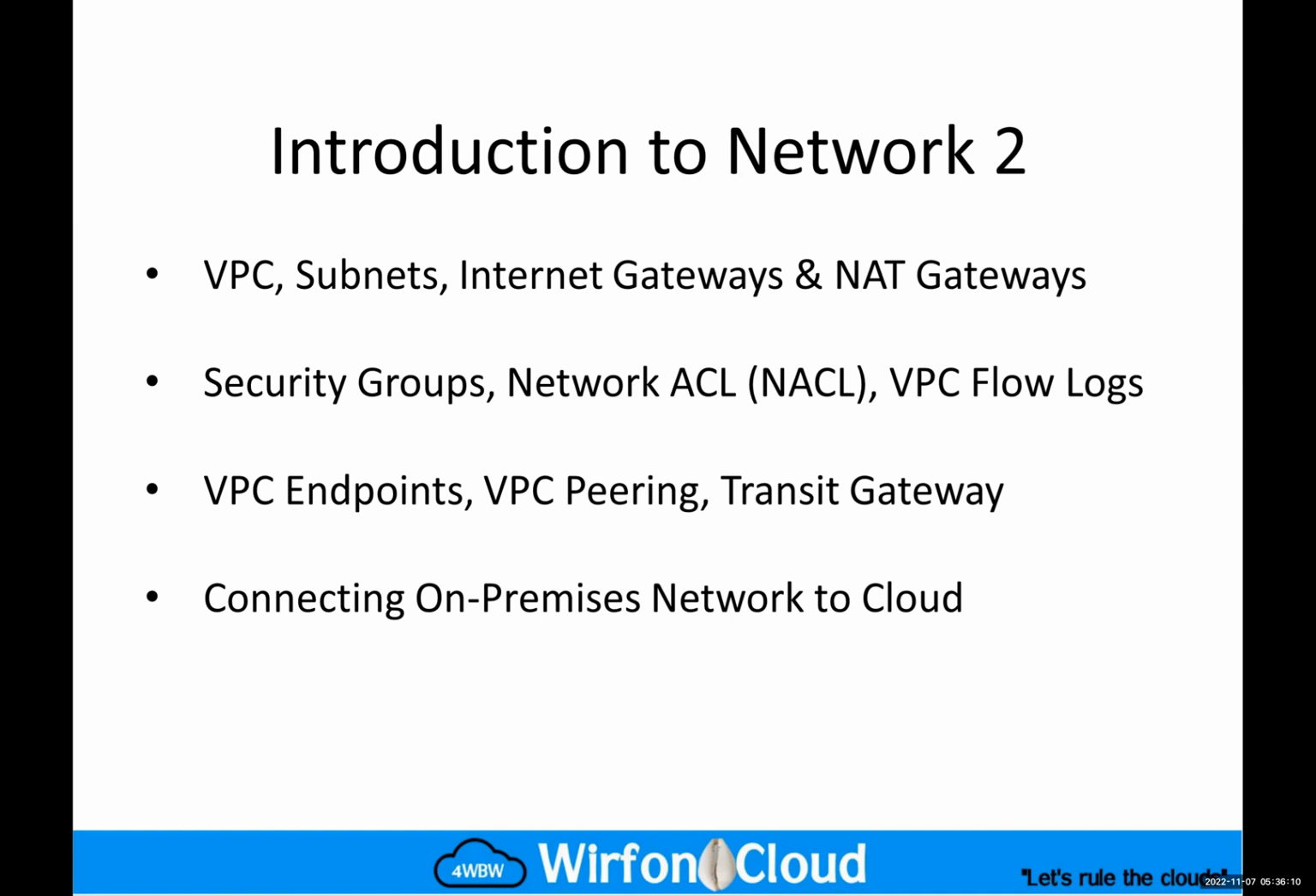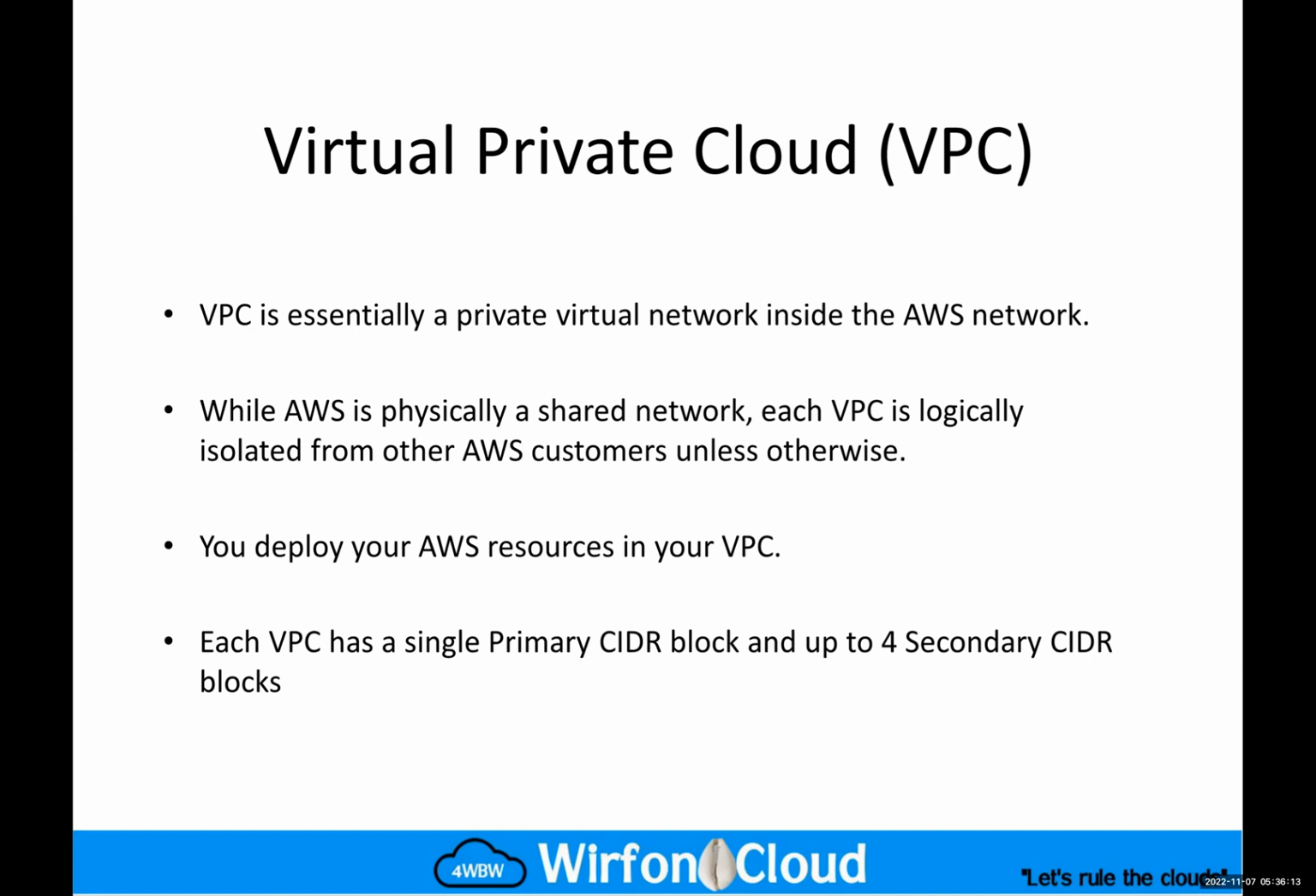So the question is now, what is a VPC in reality? The virtual private cloud, often abbreviated VPC, is essentially a private virtual network inside of the AWS network. So AWS offers this service whereby you can create your own network within their own network. And when you create this virtual private network, it is referred to as a VPC.